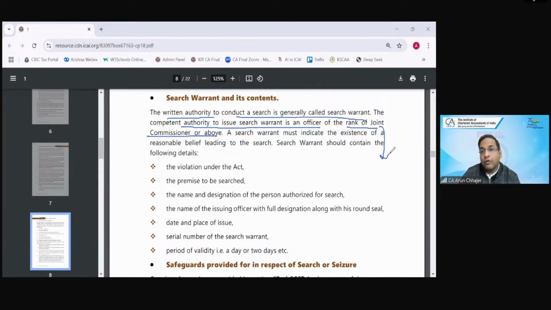In this chapter only, we have discussed that Joint Commissioner and above can do this thing. In this chapter, I'm not going to the assessment chapter. मैं search seizure की बात कर रहा हूँ, inspection की बात कर रहा हूँ, where we have discussed that yes, this power is with the Joint Commissioner or above only. Or maybe you can go to the back chapter, assessment chapter भी. अगर आपको लगता है yes, you have discussed at some place Joint Commissioner, tell me where you have discussed that Joint Commissioner and above. Any idea?